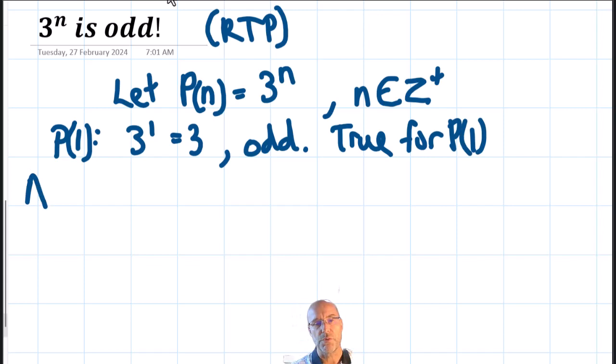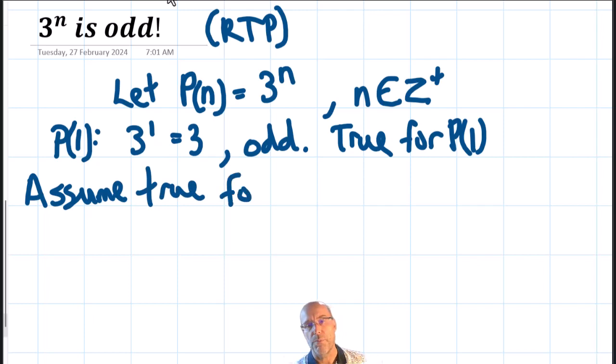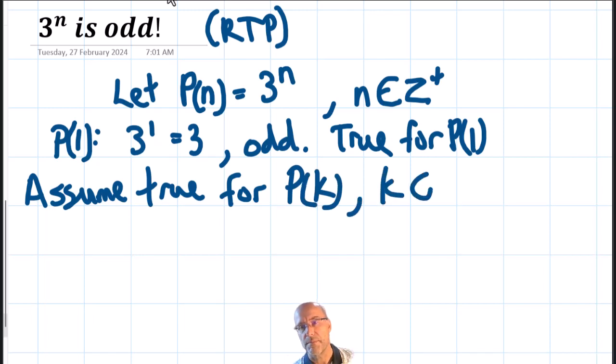So we assume true for some P(k), where k is also an integer, and that implies that we have 3 to the k.